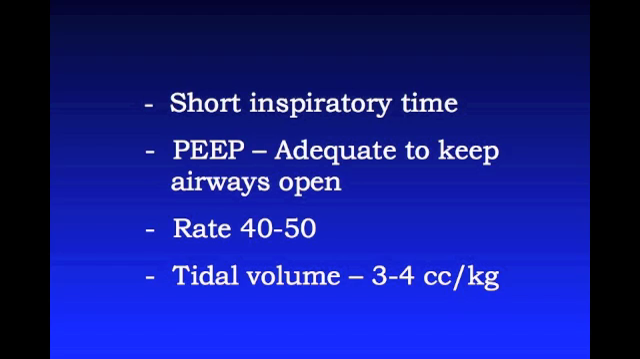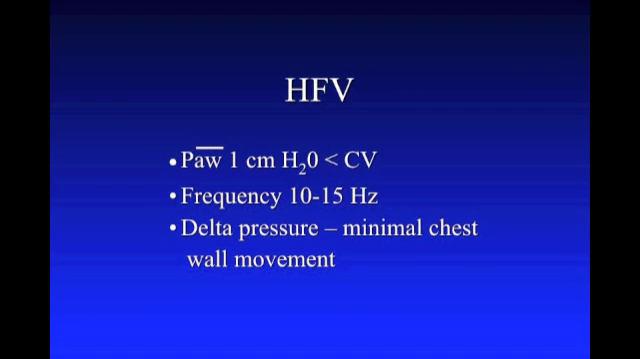Typically using rates that are a little bit faster, up around 50, and tidal volumes that are on the small side, because you are trying to avoid further injury to the lung. With a high-frequency ventilator, typically we use a mean airway pressure that's the same or a little bit less than conventional. With rapid frequencies, 10 to 15 hertz, again, to minimize peak to trough pressures in the distal lung. And you want minimal chest wall movement with this, because you are trying to reduce the risk of lung injury.